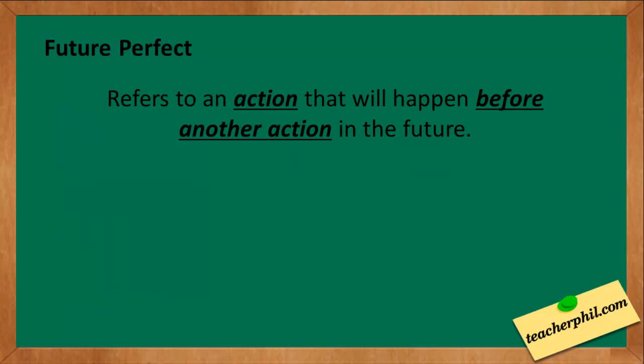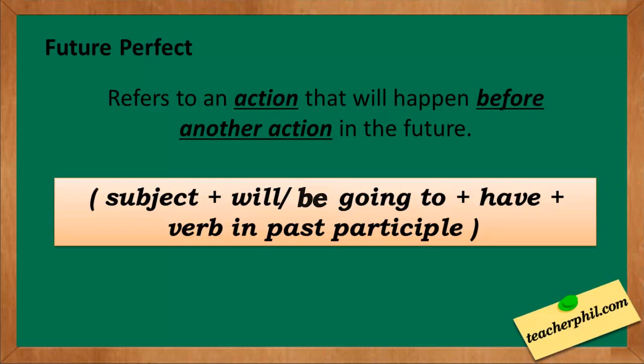Future perfect refers to an action that will happen before another action in the future. The pattern in making a future perfect statement is subject plus will or be going to plus have plus verb in past participle.